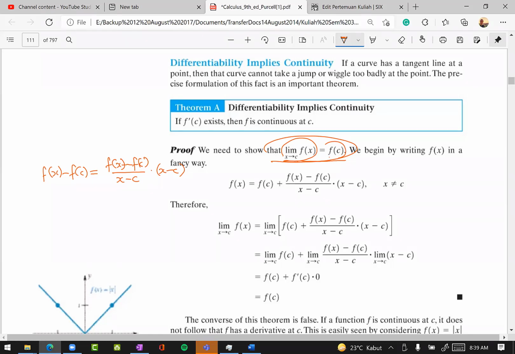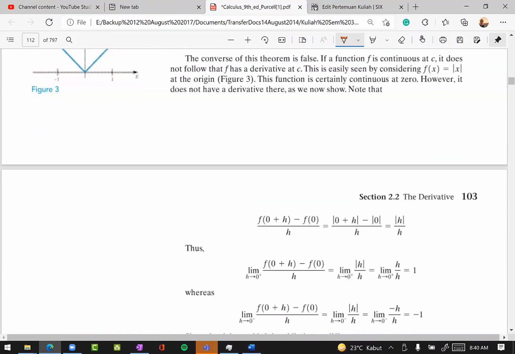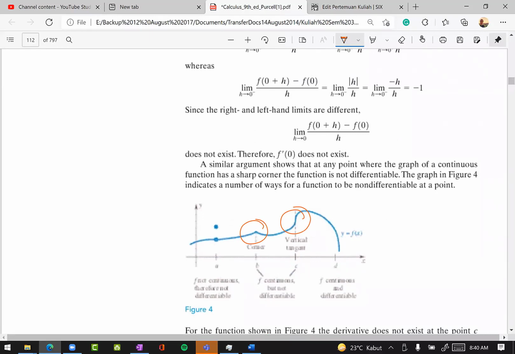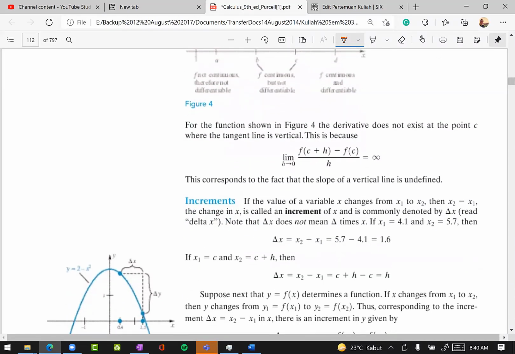Okay, when you take the limit, now because this limit exists, this limit exists, this limit exists because it's a constant, also this exists, then you can just apply each limit here. And because this is the derivative, f prime of c, this limit is 0, they just see. Right, so this implies continuity. Okay, let's do multiplications. And not differentiable at corners and vertical tangent. It's not continuous. So the 3 cases: not differentiable is not continuous, corners, and vertical tangent. Okay.